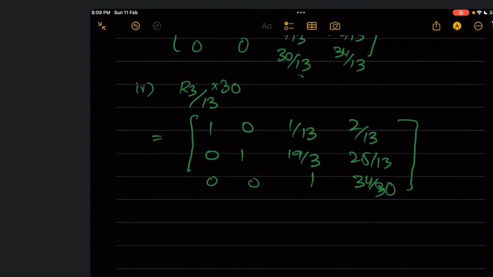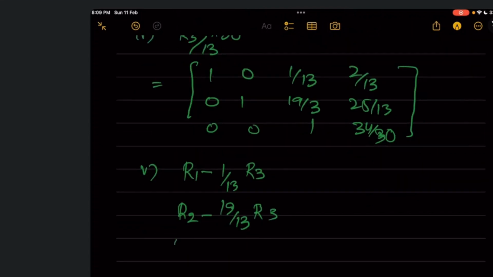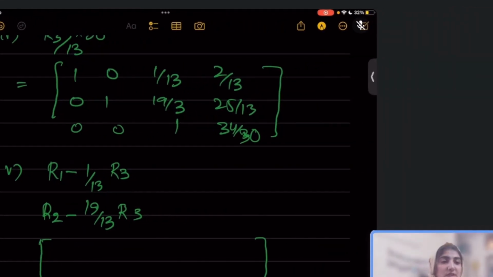Yeah. Now what is the next step? These two you will have to make 0, and for that you will do R1 minus 1 by 13 R3 and R2 minus 19 by 13 R3. So help me complete this one. What is it going to be? I am not writing it. You will tell me. What is the first row? Take your calculator and perform it right now also. You can do it. Maybe Ronak or Simchan, any one of you, or Pratiti.